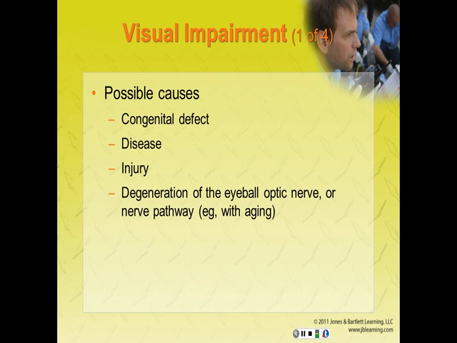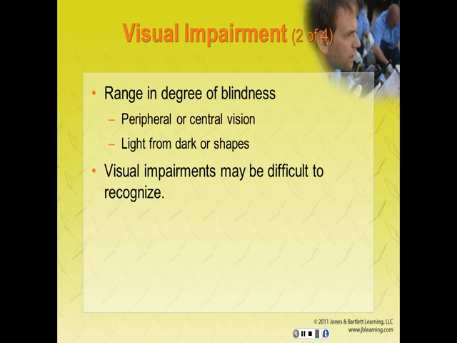We'll talk next about some of the sensory disabilities. The first is sight or visual impairment. Some of the possible causes are congenital defects, disease, injuries, or degeneration of the eyeball, optic nerve, or nerve pathway, for example, with aging. Degree of blindness may range from partial to total, and some patients lose peripheral or central vision. Some can distinguish light from dark or discern general shapes. Visual impairments may be difficult to recognize, and you should look for the signs that the patient is visually impaired.